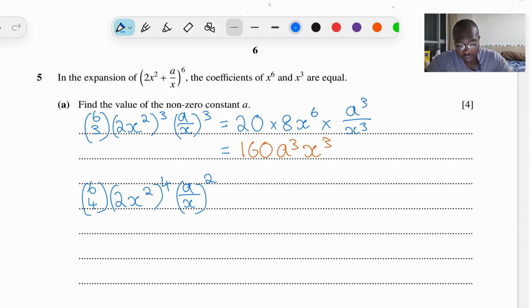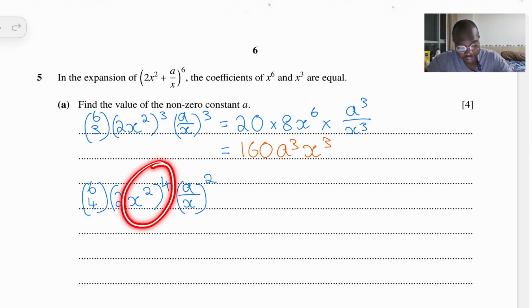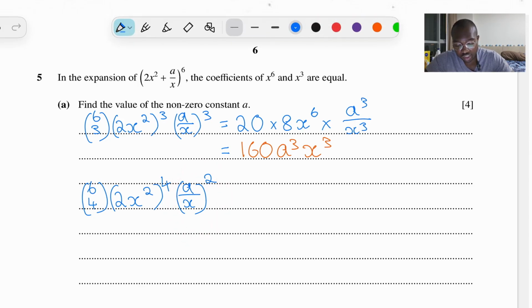Now when we work this out, we can see that we're going to get an x to the 8, and then divided by an x to the 2 would give us the x to the 6. So just be careful of that. If we work this out now, what is 6 choose 4? 6 choose 4 will give us a 15. 2x squared all to the 4 will give us a times by 16 x to the 8. And then we get times by an a squared over x squared.